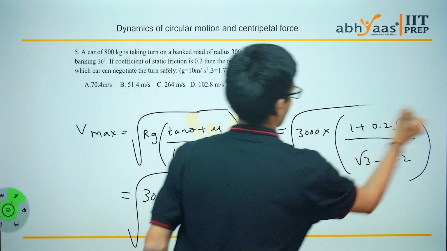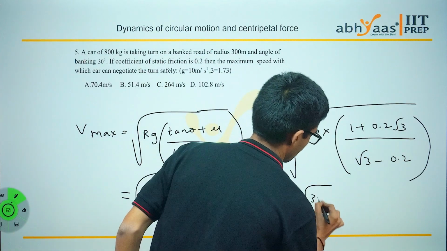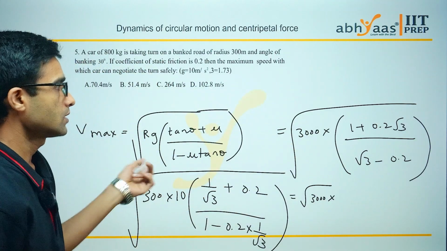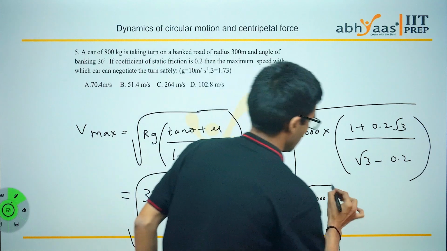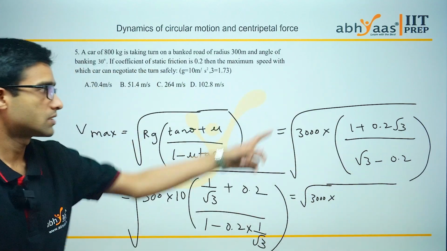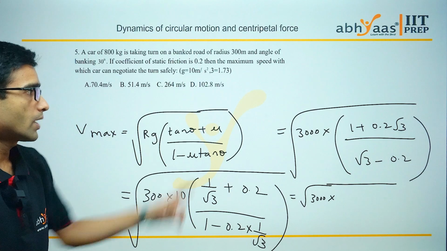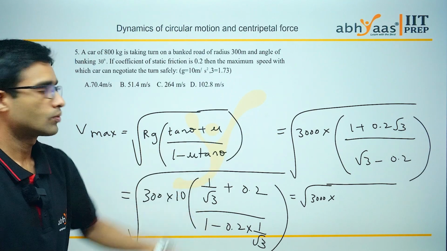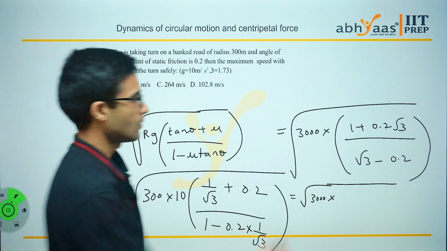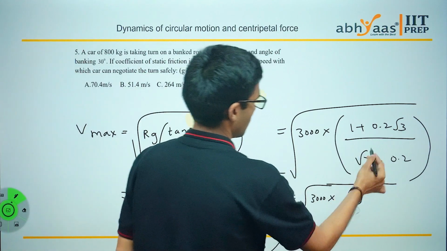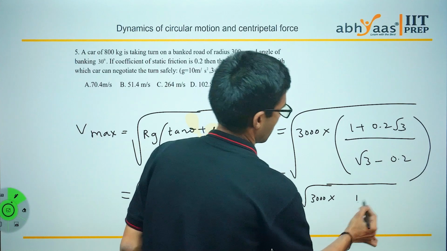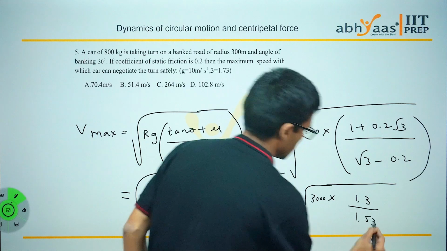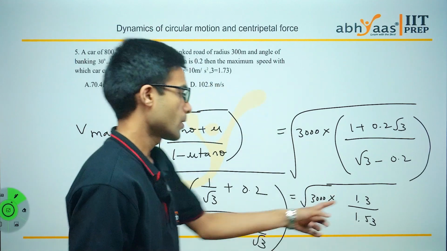So for that, the root is there. Root 3000 into 1 plus 0.2 into 1.7. 0.2 into 1.7 is 0.34, right? It will be 0.3. 0.3 plus 1 is 1.3. 1.3 divided by almost 1.73 minus 0.2, that is 1.53. So if we calculate, it will be around 1.3 by 1.5.